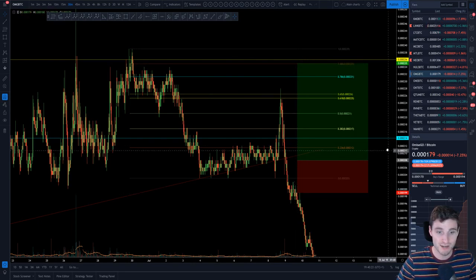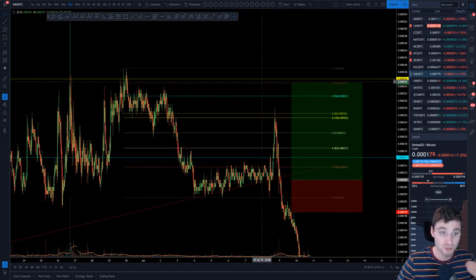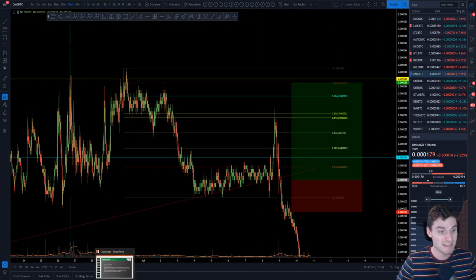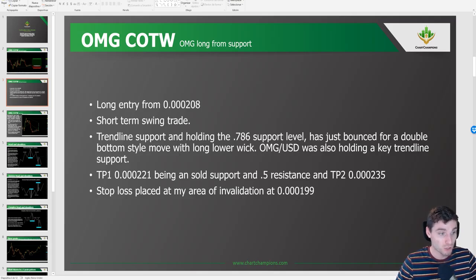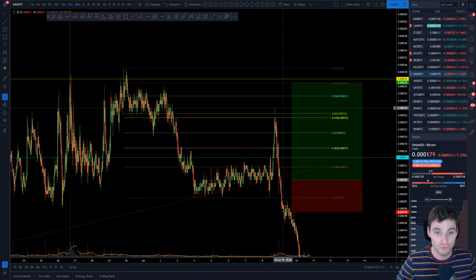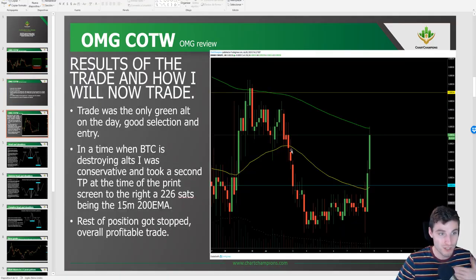Target, as you can see here, has not hit. Absolutely did not hit top target. That's the key I want you to take away from this. Did not hit my top target, being 235 sats. My take profit one was 221. We actually reached a high of 228. Okay, but you can see here, this was in the moment while it was still breaking up.